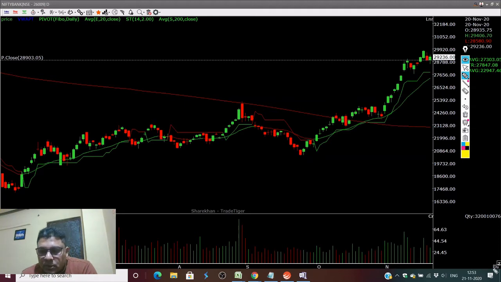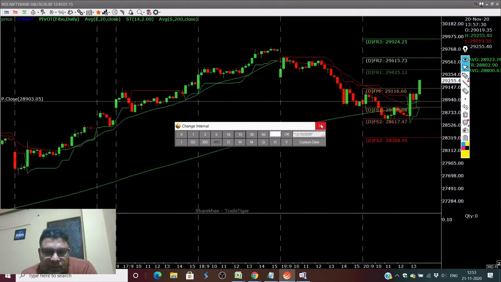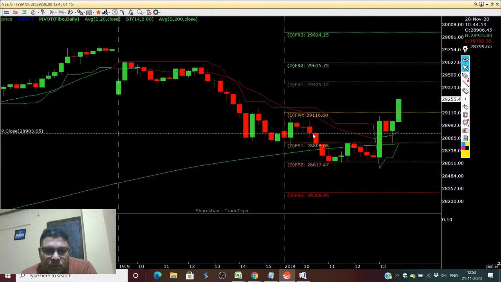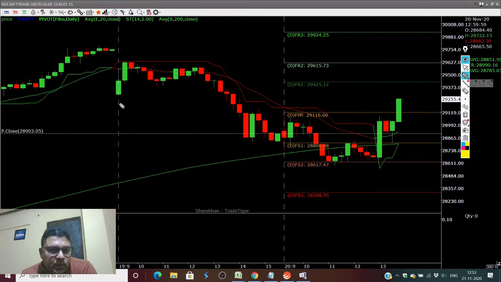Now let's go to a lower time frame, that is our 15-minute time frame, and see whether this strategy works on this time frame or not. So here you can see this opened below the moving average. It tried to close above it, but there was a resistance above this, because whenever the stock is above 20 period moving average, you can consider it as uptrend.